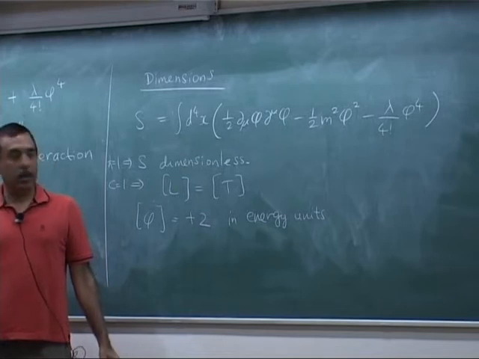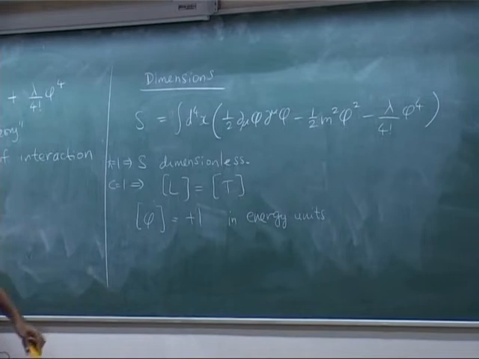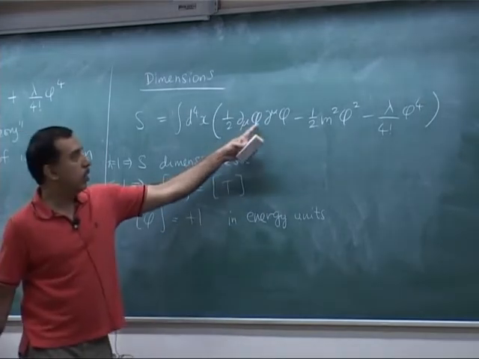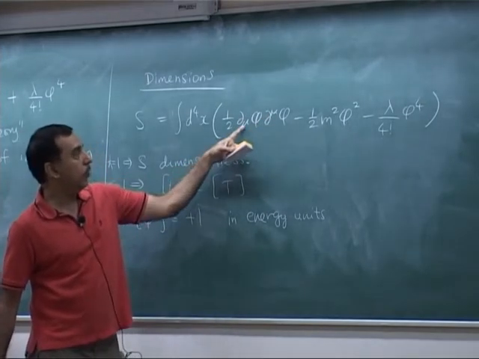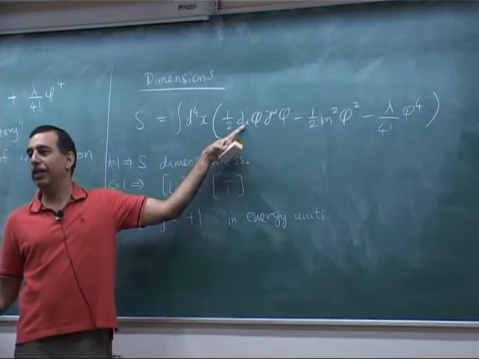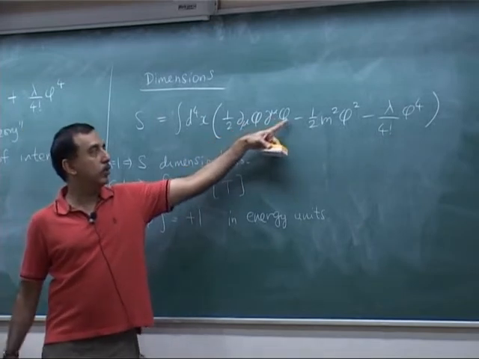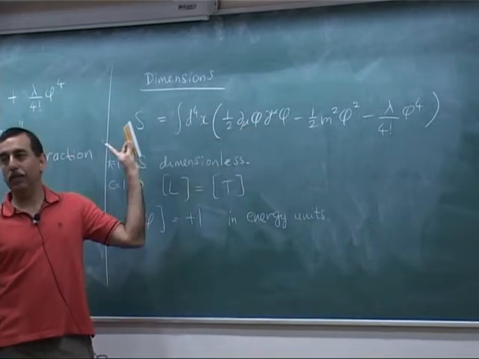Sorry, plus 1. I meant to say plus 1. Sorry, I wrote plus 2. So plus 1, then del of course has dimension plus 1 in energy units, because we know del is a representation of energy or momentum. So plus 1, so this is 4, that's minus 4, so that's good.